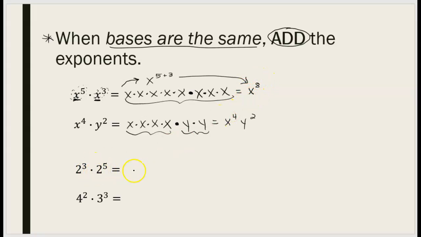All right, now I want to show these to you with numbers as well, because sometimes these tend to throw people a little bit. So here's the thing. We've got a base to a power times a base to a power. My bases are the same. Again, I can write this out for you. So 2 as a factor 3 times, times 2 as a factor 5 times.